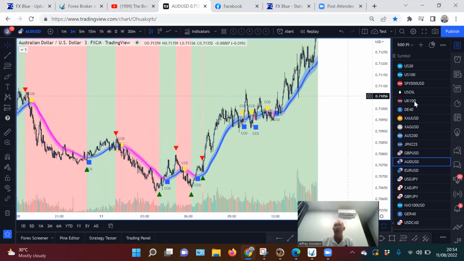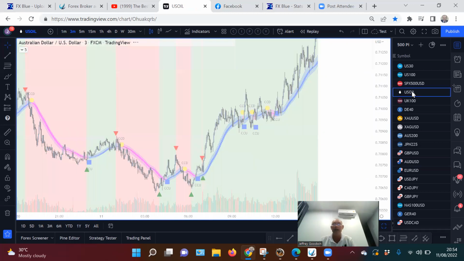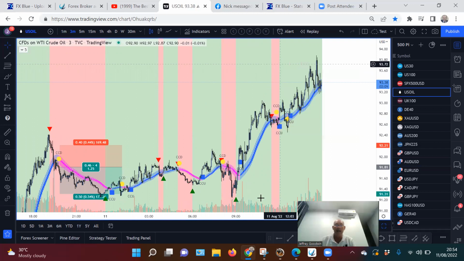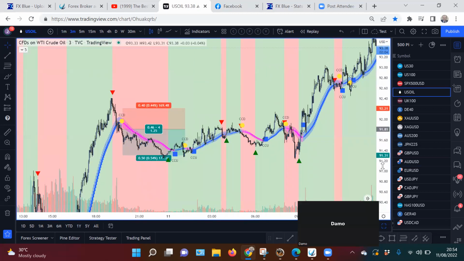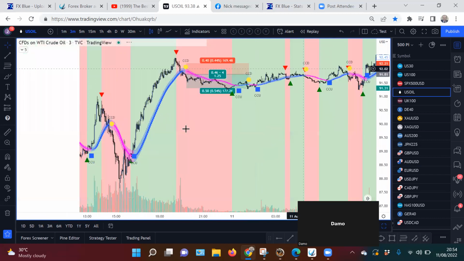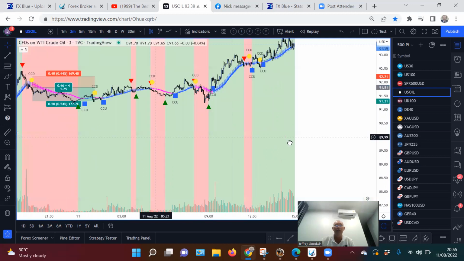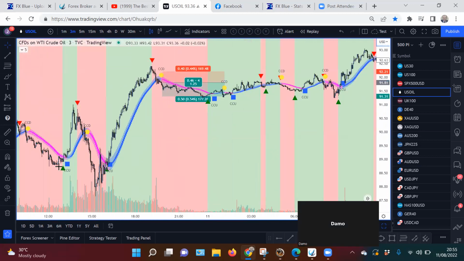Now, what I'm going to do is look back at oil again. So let's look at this. We're on the 3 minute. All I'm going to do is slow this down. We've got there, so let's see, we came up. That would have been a whole consolidation in there. Let me use the fibs for a minute.